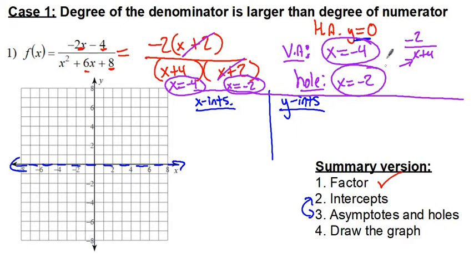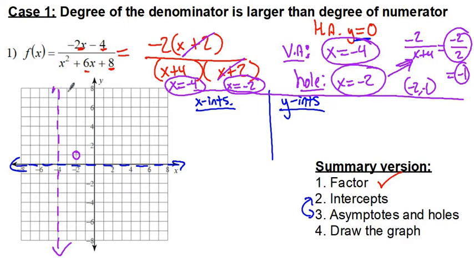Okay, how do we find where that hole is going to occur? Plug in -2 right here. So if you plug in -2, you have -2 over -2 plus 4, which is 2, and that equals -1. So we're going to have a hole at the point -2, -1. So that's going to be right here. There's literally just a hole in the middle of the graph. And the asymptote is going to be at -4. So I'm going to draw this purple line. That's our vertical asymptote.